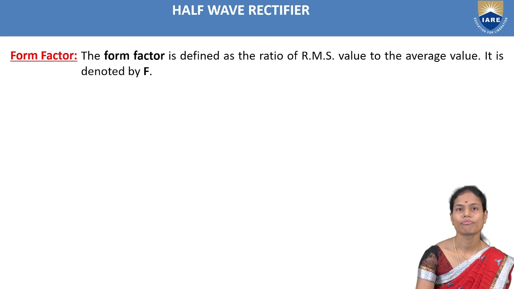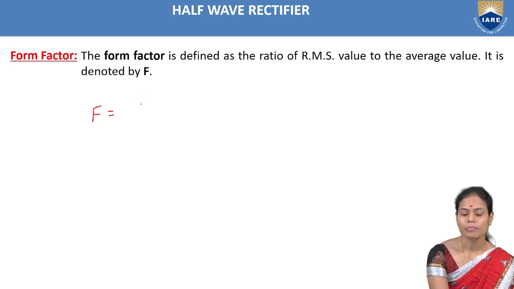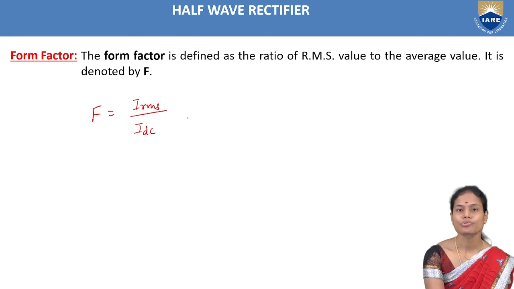And next one is form factor. To find the form factor, we have to take the RMS value of the voltage or current to the average value of voltage or current. And generally we represent the form factor with F. So I am taking it in terms of current: IRMS divided by IDC. So substitute the values of IRMS and IDC here.